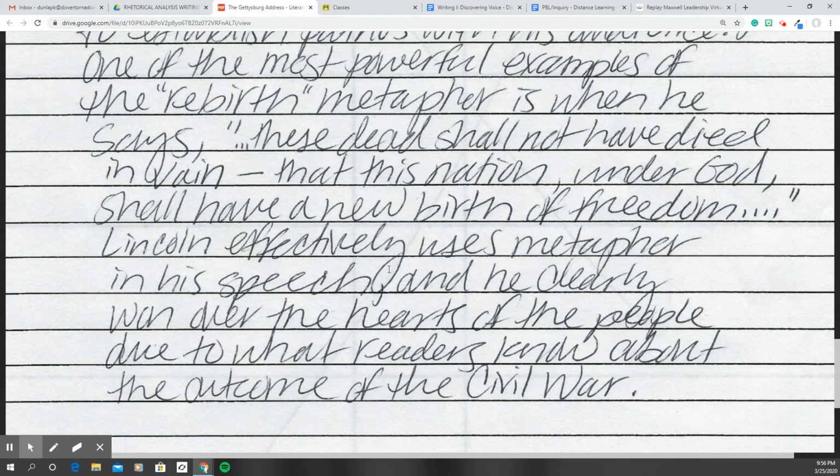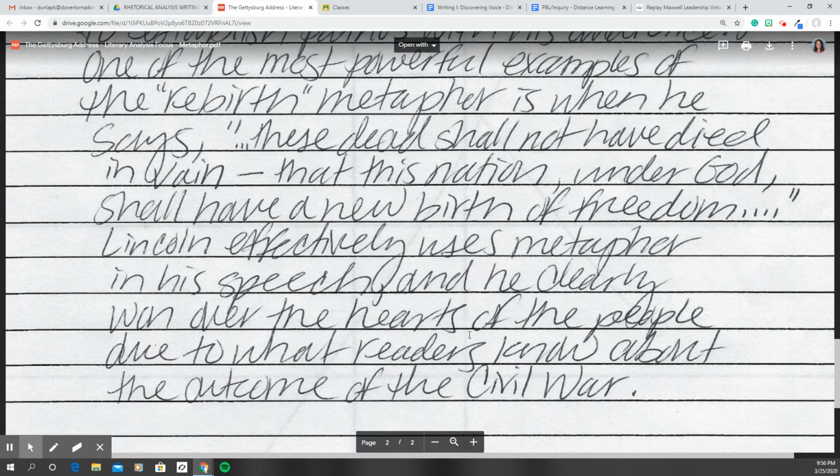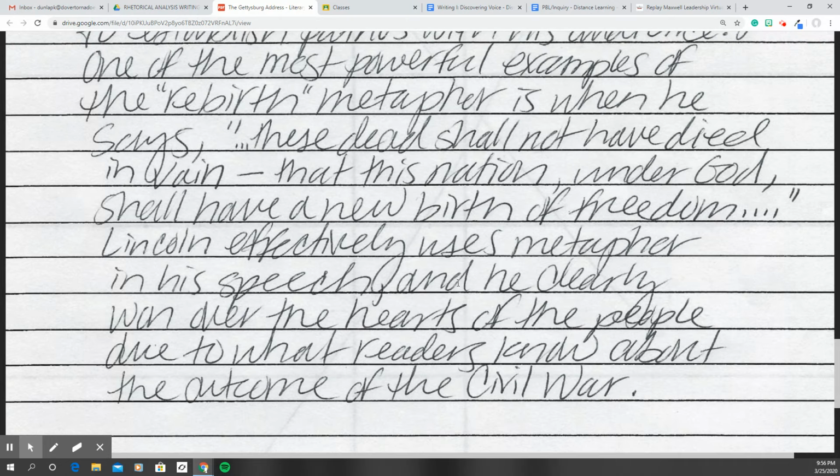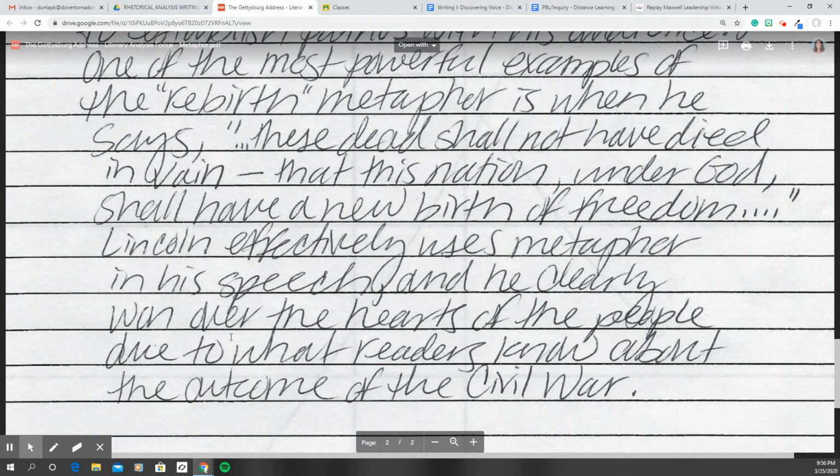Lincoln effectively uses metaphor in his speech, and he clearly won over the hearts of the people due to what readers know about the outcome of the Civil War, which we know that he was able to have people join the Union. He pumped them up. He clearly persuaded them through his speech, right? What is rhetoric? The art of persuasion. He persuaded them to join the Union so that they would have enough soldiers to fight to abolish slavery. Okay, so go ahead and pause now and copy that last sentence down.